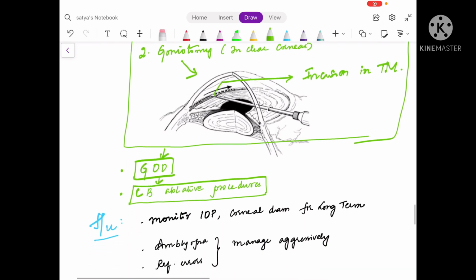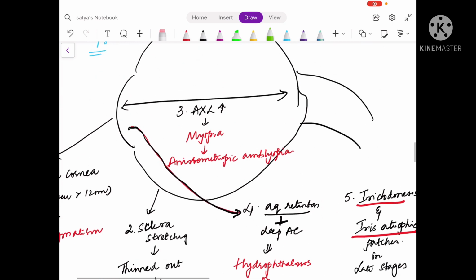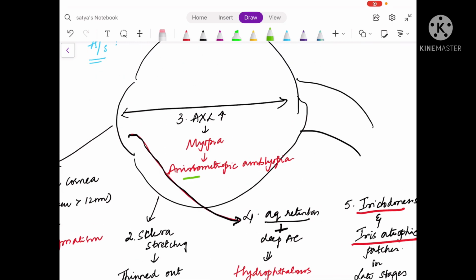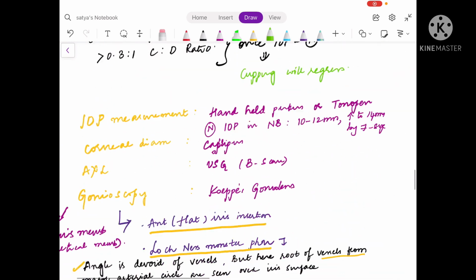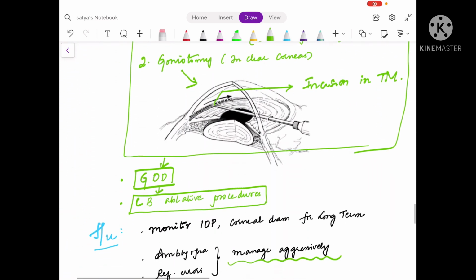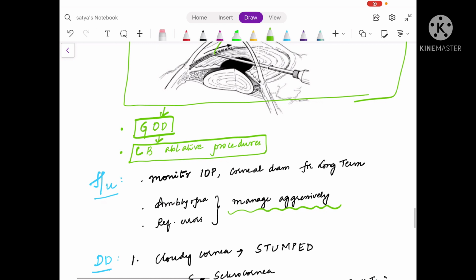Follow up, monitor IOP and corneal diameter for long term, and amblyopia and refractive errors are to be managed aggressively because they are children. There is high chance of amblyopia. I also told you that there is high chance of anisometropic amblyopia because of this increased axial length and myopia. So, you have to monitor, follow up the case very regularly.